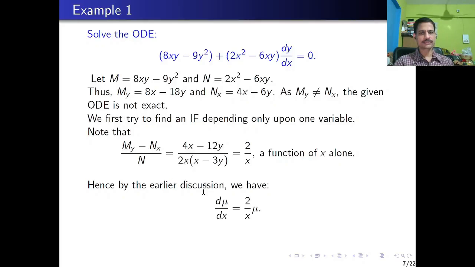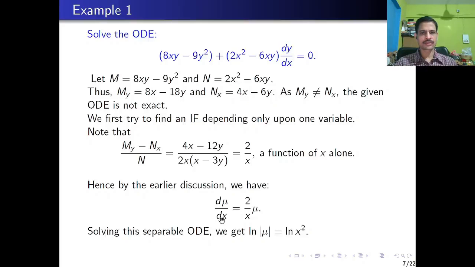Then by our earlier discussion, we can assume that our integrating factor is a function which depends on x alone, and then we have this form: d mu by dx is equal to 2 divided by x times mu. Now we solve this. This is a separable ODE, so you can bring the mu in the denominator and dx in the numerator and integrate. We'll get log mod mu is equal to 2 times log mod x, which is the same as log of x square. Thus we get ln mod mu is equal to ln x square.